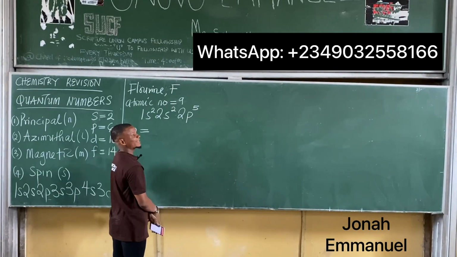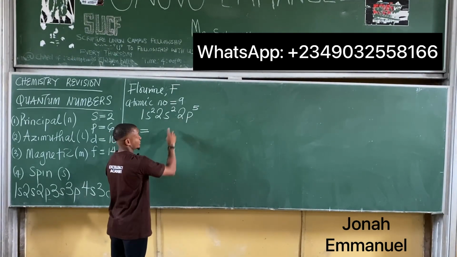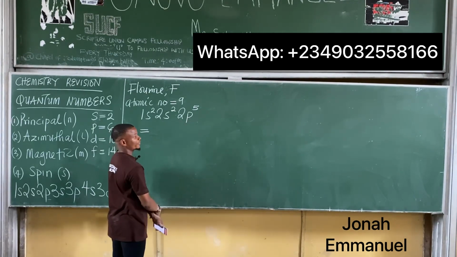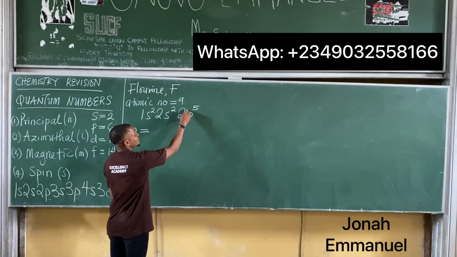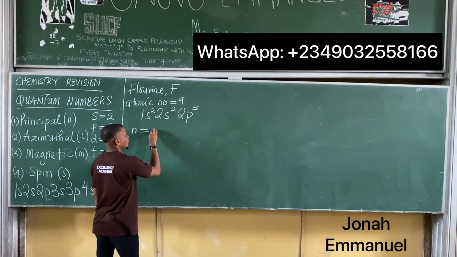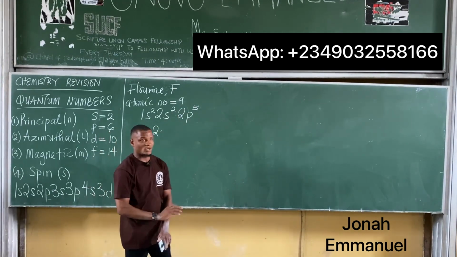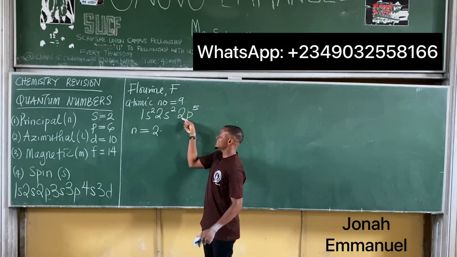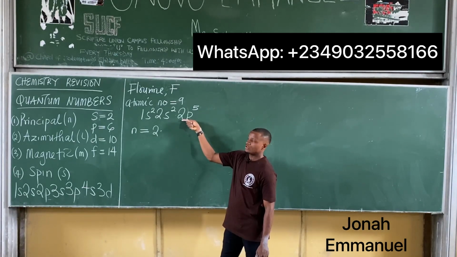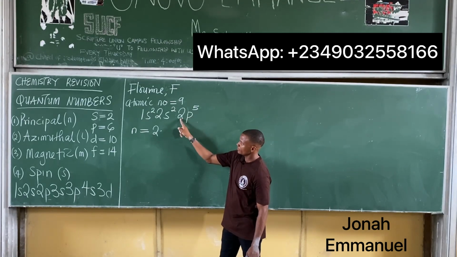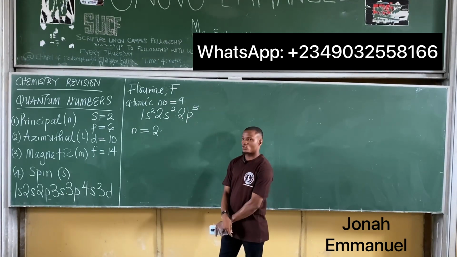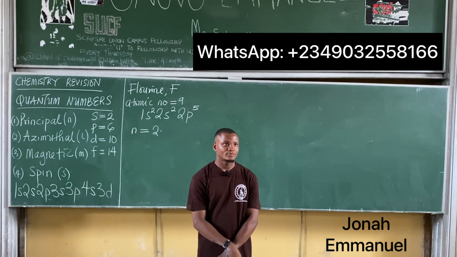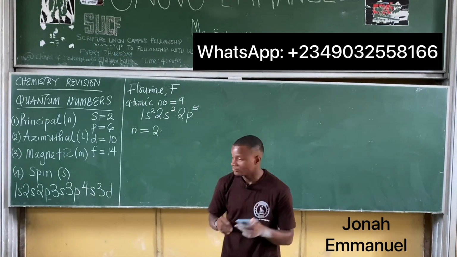If I look at the number attached there, that's 2. For n, look at the last orbital here. After you've done your SPDF configuration, the coefficient of the last one is 2. So n becomes 2. That's how I get the principal. So do your configuration, and for the last shell, look at the value of the coefficient attached to that. So n, the principal quantum number, is equal to 2. That's all.